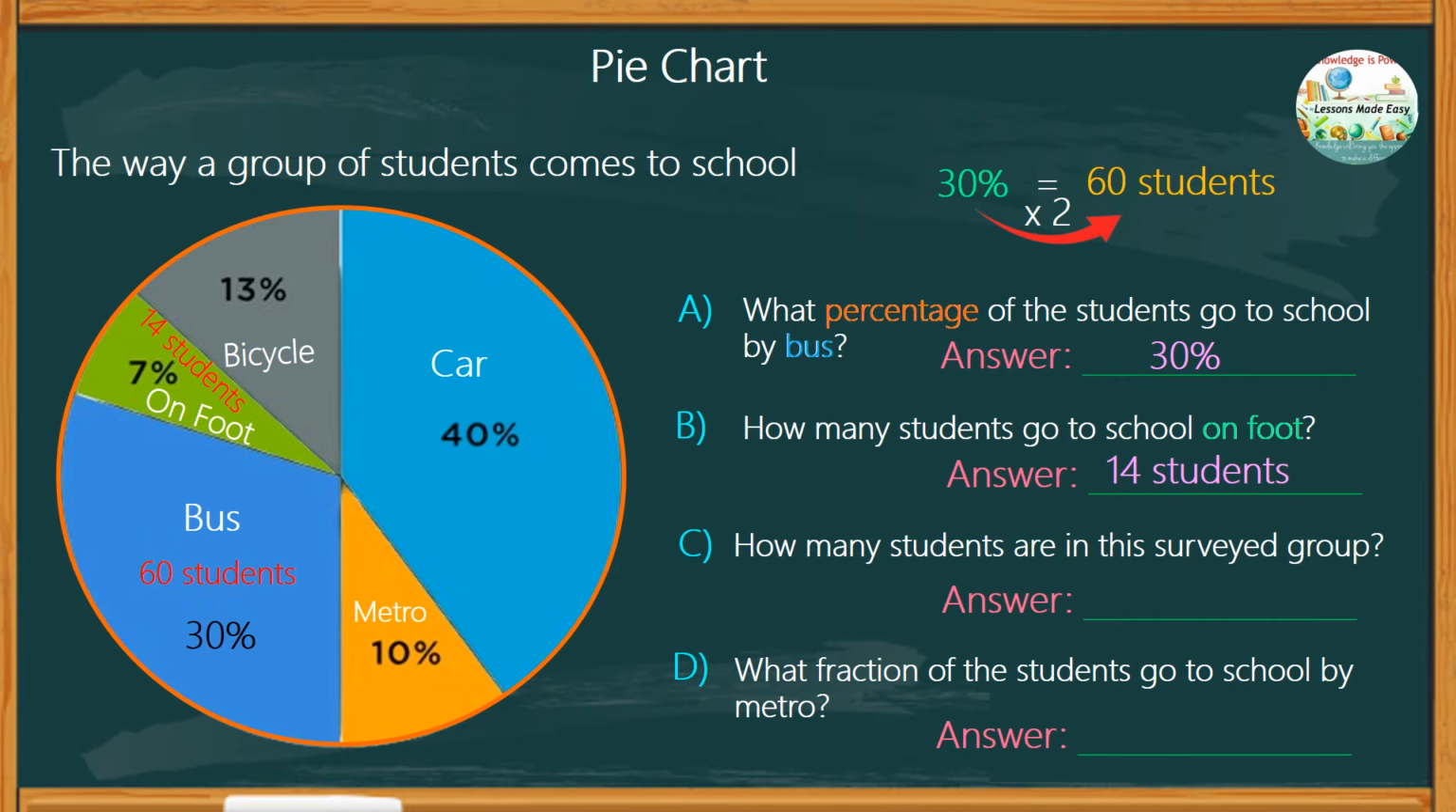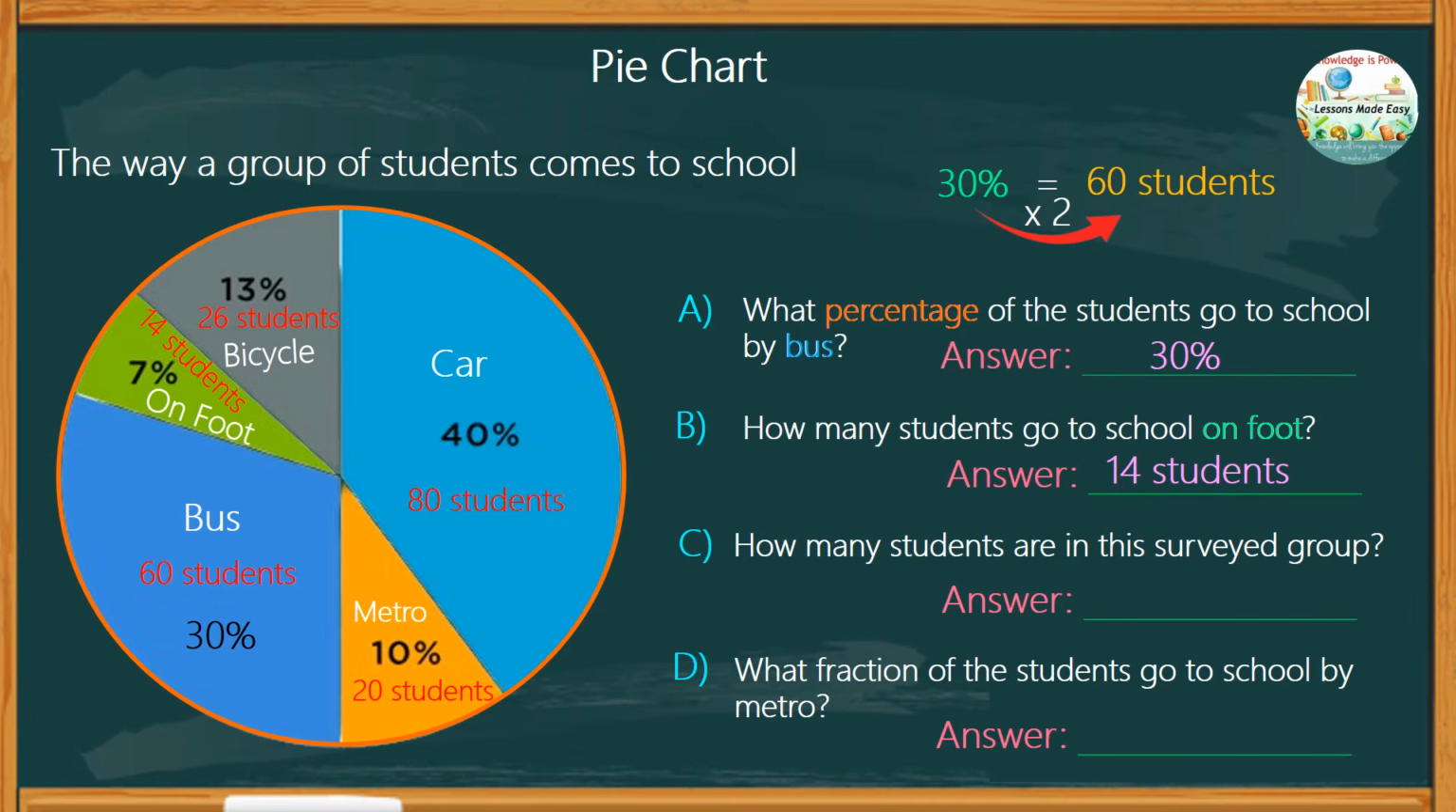We might as well write the number of students for all the other categories. 13% of them go to school by bicycle, which makes 26 students. By car, 40%, which equals 80 students. And 10% by metro, that makes 20 students.